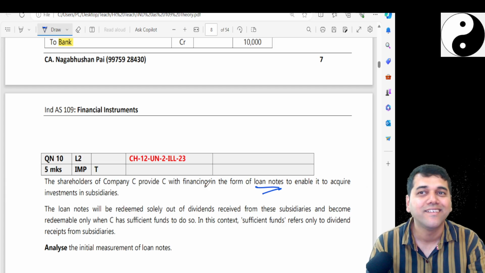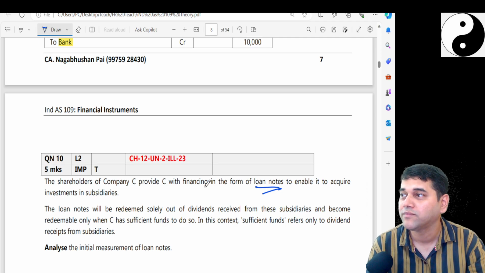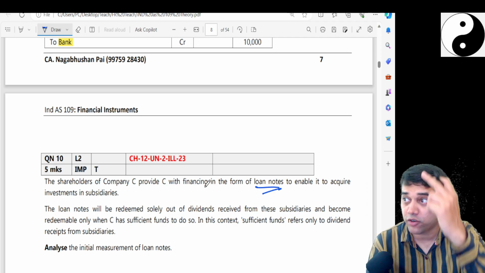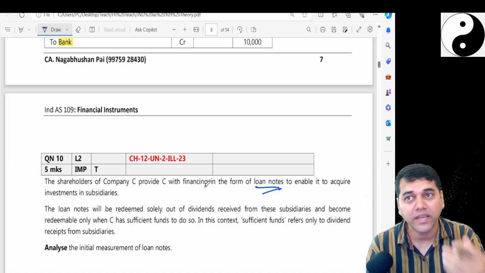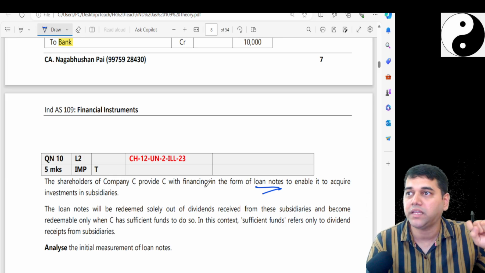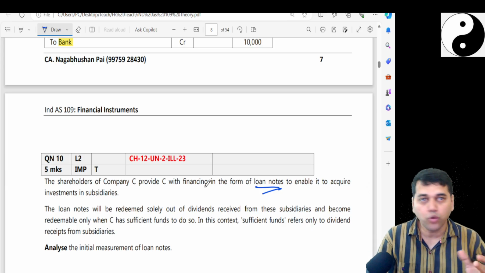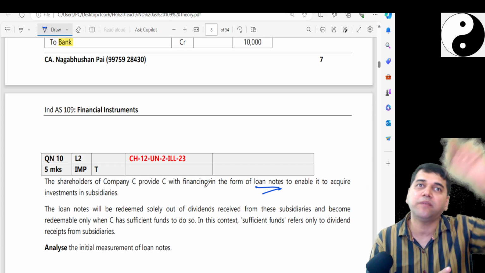Sorry? Who issued the debenture to whom? To its shareholders, not to the general public. Why? Because with that money, they can acquire one new company. See the complex arrangement. If you want to acquire a new company, the shareholders themselves could have gone and acquired.